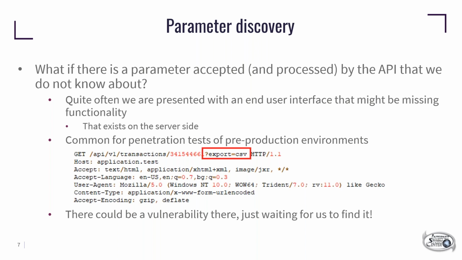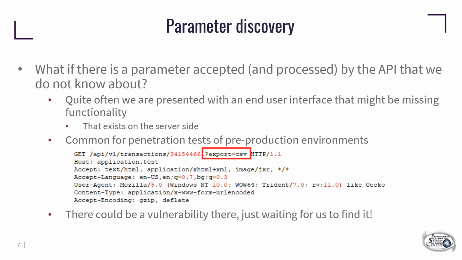Now, this is what I will talk about in this part, parameter discovery. How do we find parameters that we actually don't know about? Whenever you see something like this, export equals CSV, obviously I would modify this parameter and just try to see what will happen if I change this to maybe export equals PDF or something else, TXT, or whatever other format I think that the application might be processing.